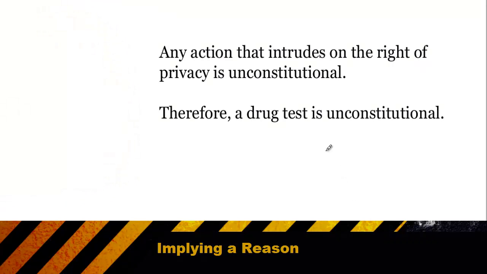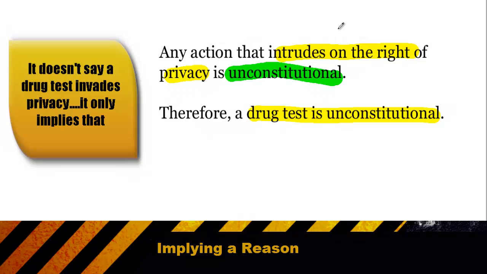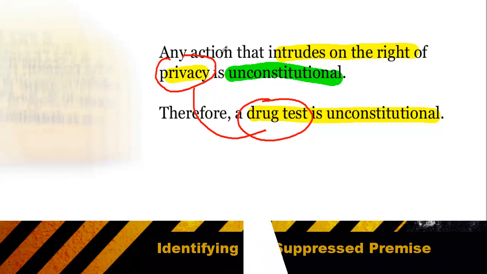So in this case, the conclusion is a drug test is unconstitutional. And then why do they think that? Well, any action that intrudes on the right of privacy, that action is then unconstitutional. So we made a jump from intruding on the right of privacy down to a drug test in our conclusion. So that's our suppressed premise, that a drug test intrudes on the right of privacy.